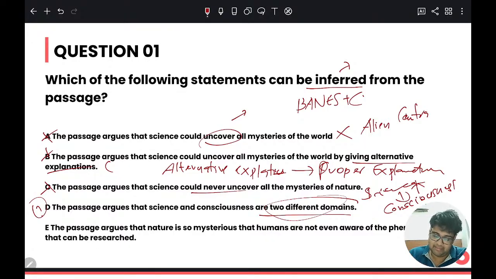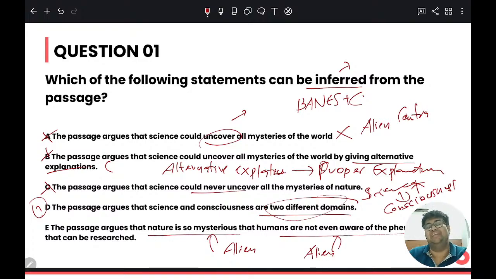Say the passage argues that nature is so mysterious that humans are not even aware of phenomena that can be researched. Nature so mysterious, alien concept. Humans are not aware, again alien concept. They are aware, they are trying to research but cannot find a proper answer. So D is my answer here.